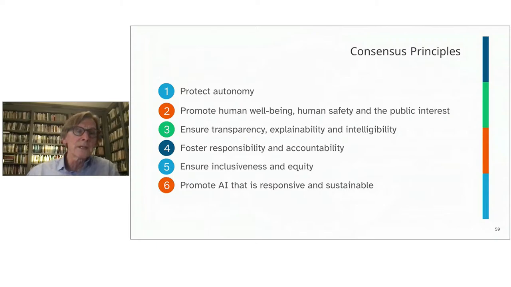Transparency, explainability and intelligibility. These are not, let's say, values that are valuable per se. For researchers, yes, it is interesting to be able to explain what you have found and what your models are doing, but they are there to serve primarily number four, responsibility and accountability. Without transparency, explainability, and intelligibility, it will be very difficult for the agents in the healthcare system using AI of some complexity to take responsibility or to be held responsible and accountable. So that is a very important one. Ensure inclusiveness and equity, and promote AI that is, again, responsive and sustainable. So these are principles that we all agreed upon after 2 years of debate and discussion. That is, I think, quite an interesting development to see.